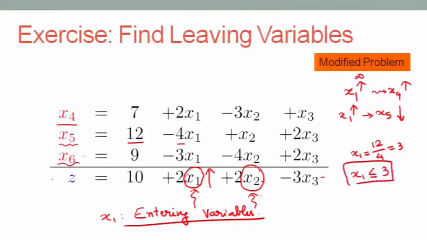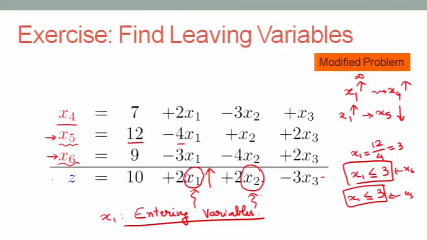Likewise, x6 says x1 must be less than or equal to 3 as well, because if x1 goes up to 3, then x6 goes up to 3. So now you have two variables, x5 and x6, that both say x1 can go all the way up to 3. So you have a choice of two leaving variables, x5 and x6. It's up to you which one you choose.